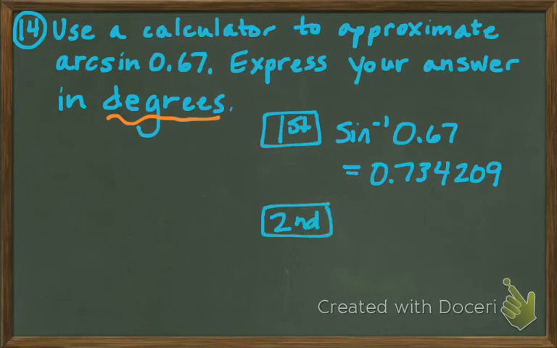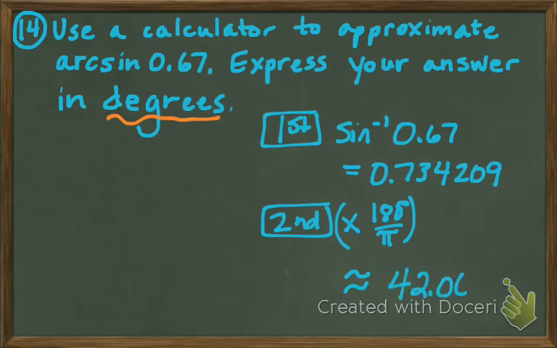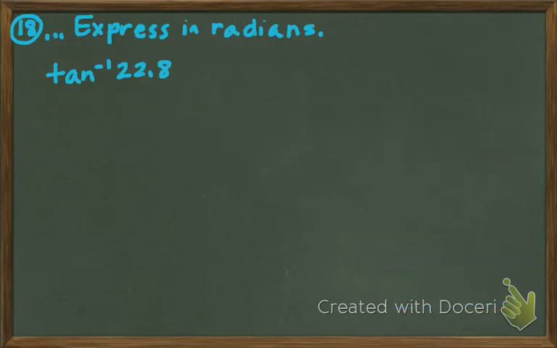Well, then we want to convert that to degrees just because the directions told us to. And so to do that, remember, we're just going to multiply by 180 degrees over pi. You're not going to put the degree symbol in your calculator. You'll just put 180 divided by pi, and you should get from your calculator that our angle measure in degrees is approximately 42.0671 degrees.